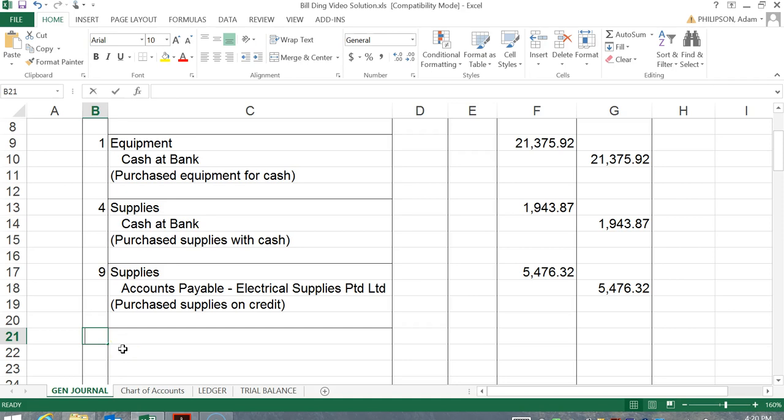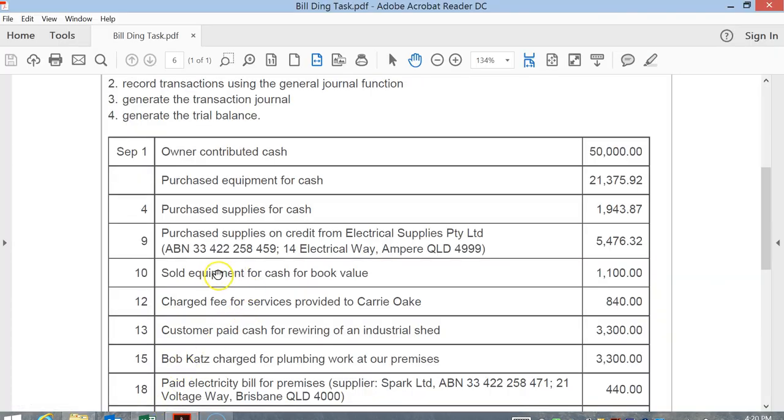Okay, on the 10th, we sold equipment for cash at book value. That implies the concept of depreciation, which we will look at later on down the track. Okay, key points here: sold equipment for cash for the value of $1,100. Equipment is an asset, but we've sold it, so the equipment is decreasing. So the equipment is going to be a credit.